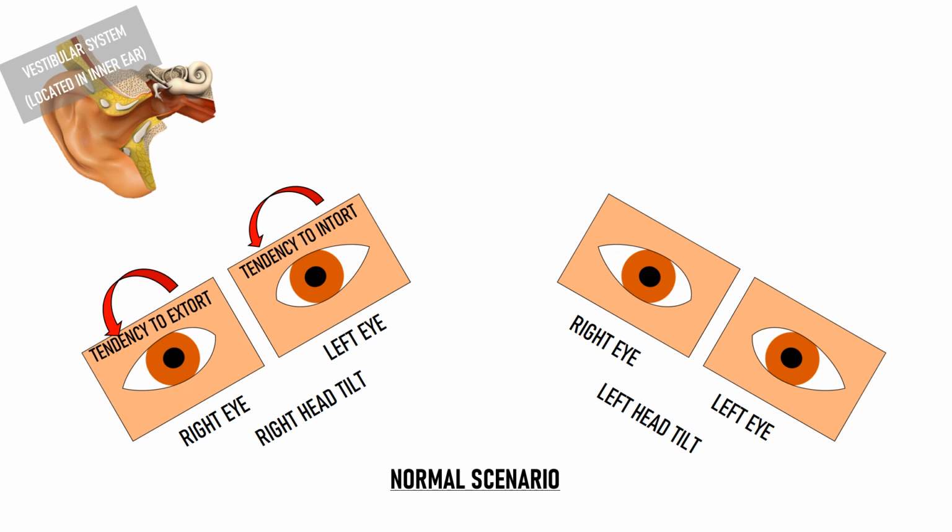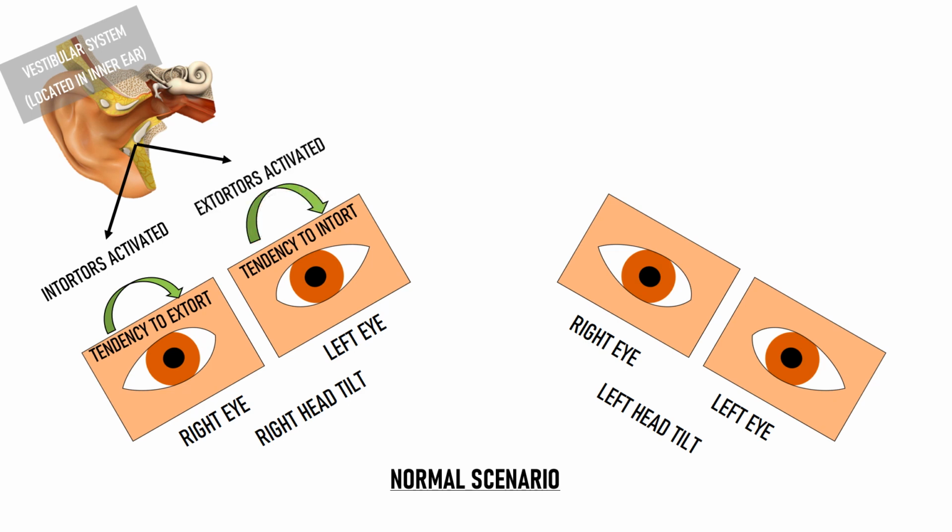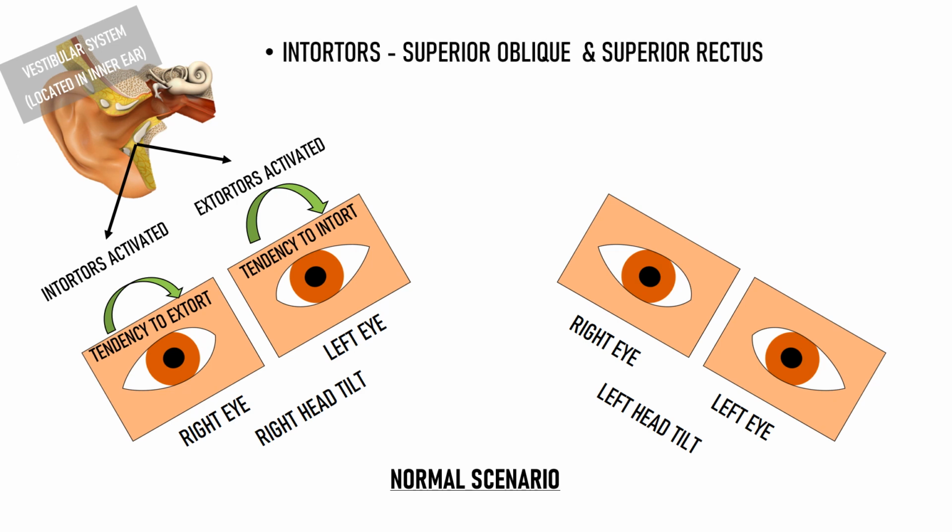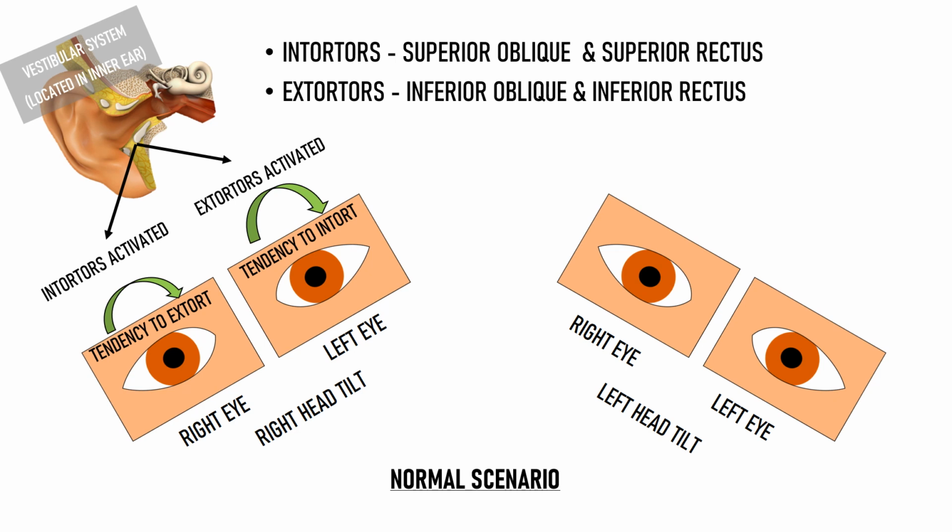correct these torsions. So to correct the extortion induced in the right eye, the vestibular system activates the intorters of the right eye, and to correct the intorsion of the left eye, the vestibular system activates the extorters of the left eye. We know that the intorters of the eye are the superior oblique and superior rectus, and the extorters of the eye are inferior oblique and inferior rectus. Therefore, this right-sided head tilt has activated the superior oblique and superior rectus of the right eye and the inferior oblique and inferior rectus of the left eye. These are the four muscles that are activated in right-sided head tilt.